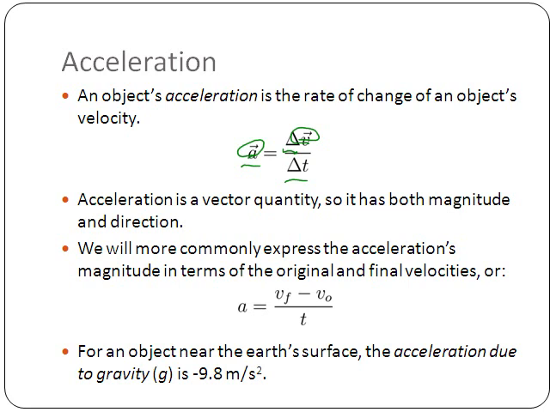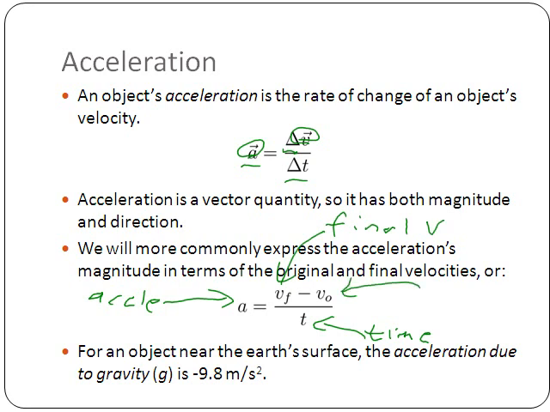But for this class, we're more commonly going to express the acceleration's magnitude, which we'll look at mostly, in terms of the original and final velocities, or a equals vf minus vo over t. And so in this case, a is the acceleration, t is obviously the time elapsed, vf right here is going to be the final velocity of the object, and vo is going to be the original velocity. All right? And so that's what we've got for these.